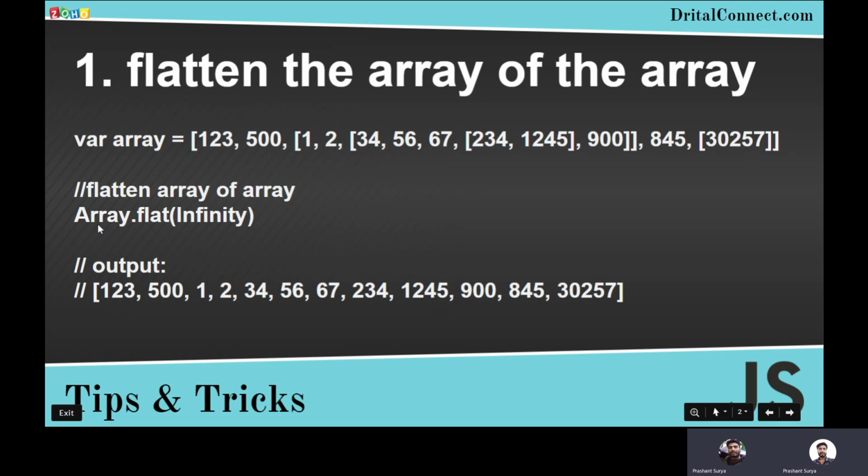Array.flat, which was introduced after ES6. When you pass Infinity inside array.flat, you will get your output: 1, 2, 3, 500, 1, 2, 3, 4, 5, 6, 2, 3, 4, 1, 2. Similarly, all the things are in a single array. So array.flat, and you pass Infinity here.